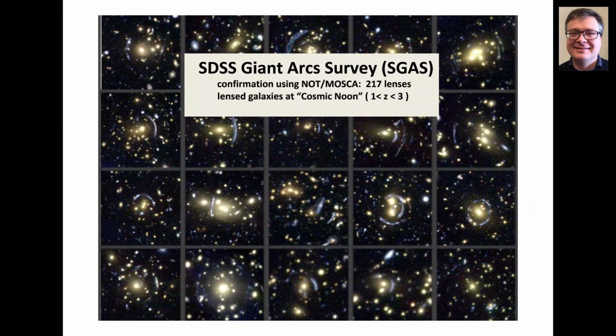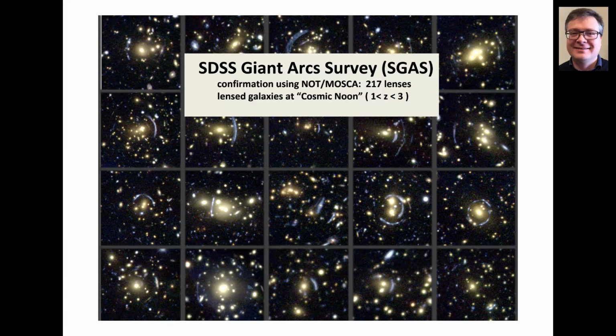So going back like 15 years, we started the project using the NOT to confirm candidate gravitational lenses detected in the Sloan Digital Sky Survey. So we called it the Sloan Giant Arc Survey. The idea was that in Sloan we could see these candidates, but we weren't quite sure if they were real lenses, so we did deeper and sharper imaging. MOSCA was a really good tool for that. It was very blue sensitive compared to other instruments, and it was on La Palma, so image quality was good.